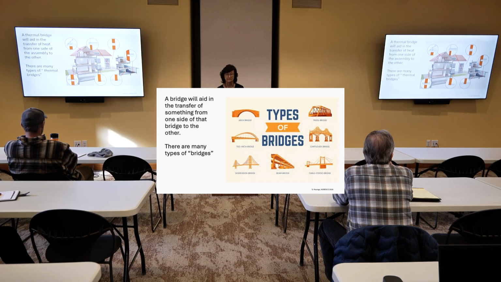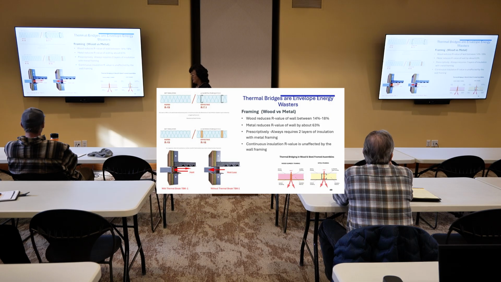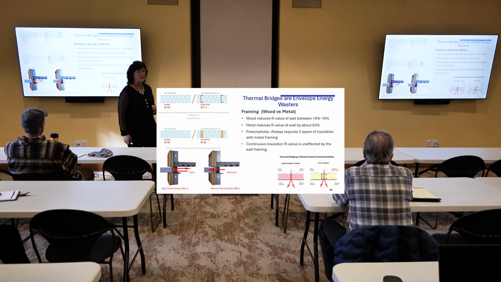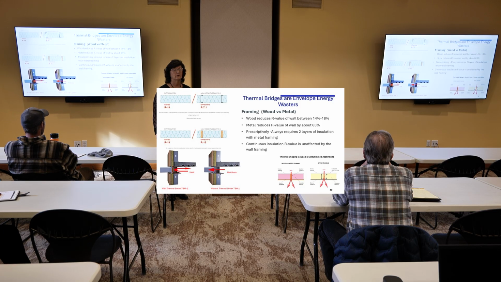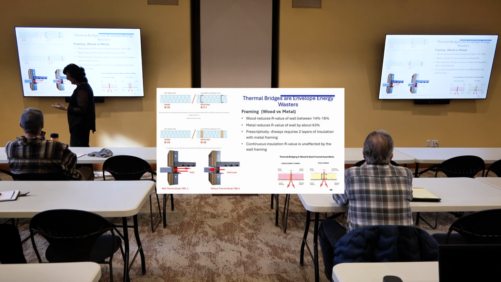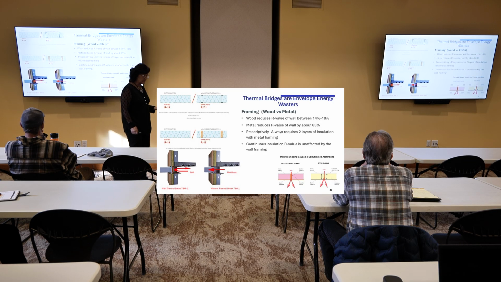And where does it happen? There's a couple things to know about thermal bridging. When you say I'm doing an R30 wall, that is supposed to include thermal bridging in the calculations. When you say I'm doing a U factor of whatever, it's supposed to include thermal bridging. I don't see that very often, but it's supposed to.